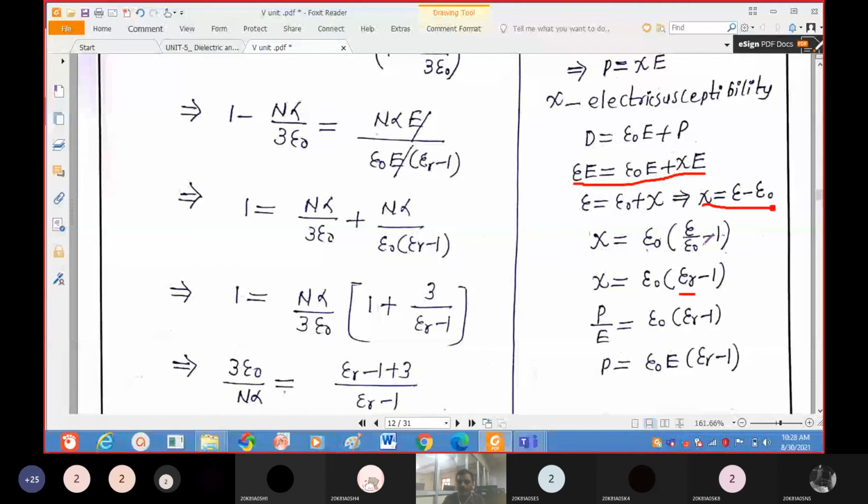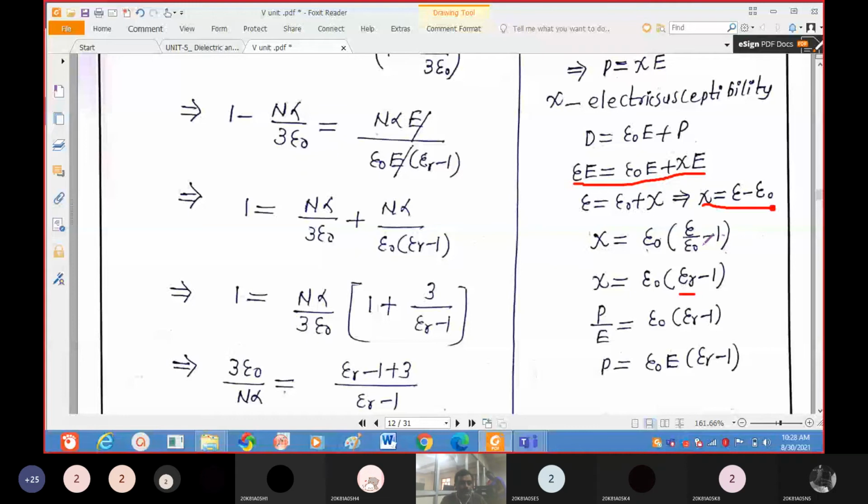How to calculate polarizability? There is a relation between the applied electric field and the net dipole moment. Mu is proportional to E, so mu is equal to alpha into E. Therefore alpha is equal to mu by E. That means the polarizability alpha is the dipole moment per unit electric field. This is another definition of the polarizability.